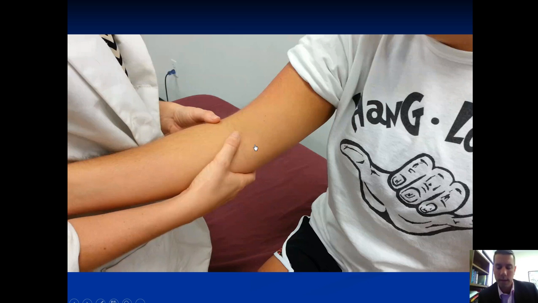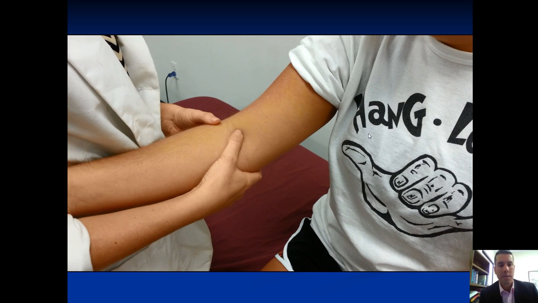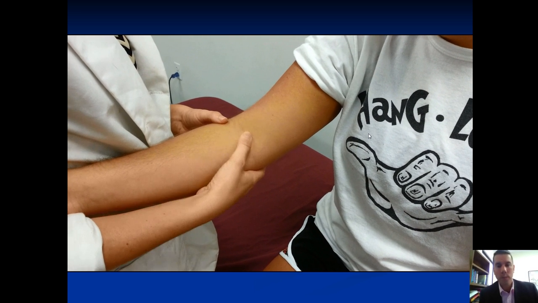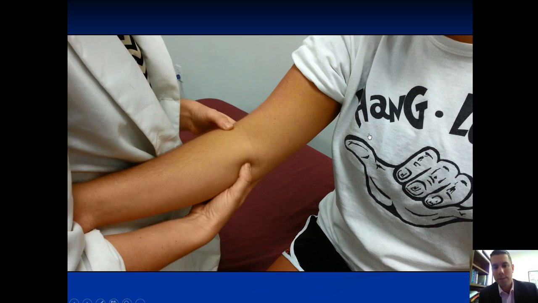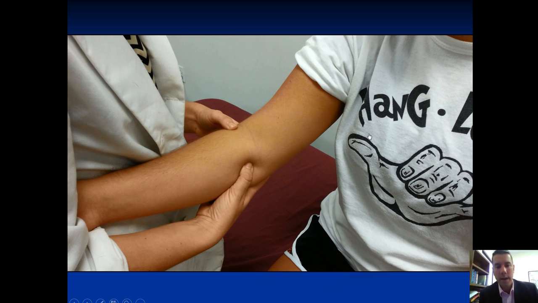Just some examples, and this is no different from what you did in anatomy. Press on the tissue, see if it hurts. Single finger, right? Comprehensive, thorough. Hit all the tissues in the area.